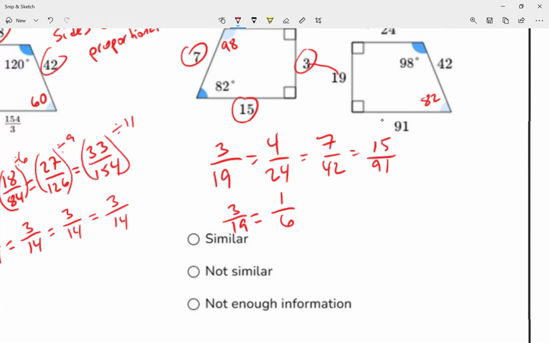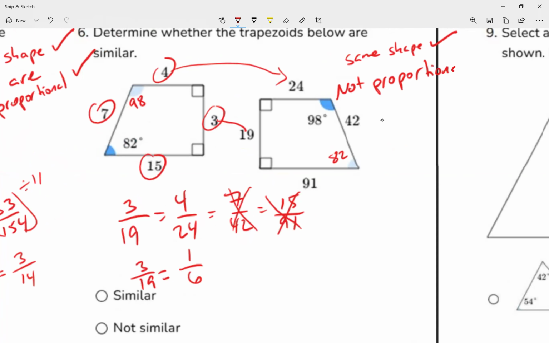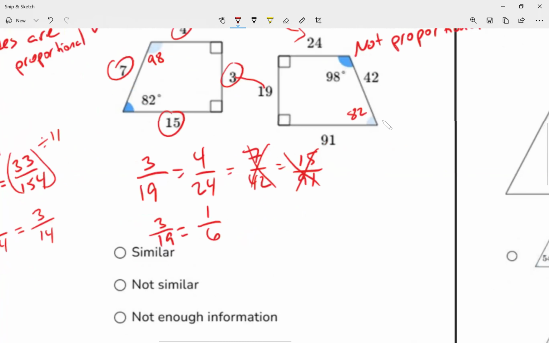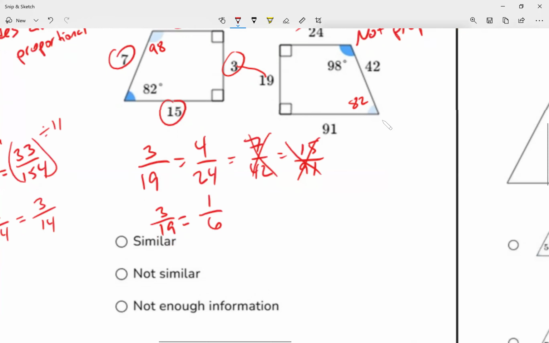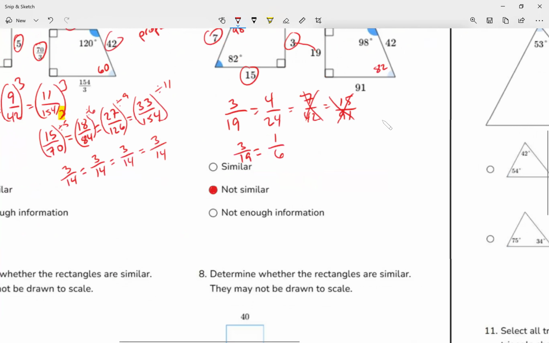Wait a minute, those two are not equal, right? They don't simplify to the same thing. Then I don't even care about these last two. As soon as I found two fractions that don't simplify to the same thing, these are not proportional. If you're not good at simplifying, compare the decimals: 3 divided by 19 and 4 divided by 24. Okay. This case is not similar. It had the same shape, but the sides were not proportional.